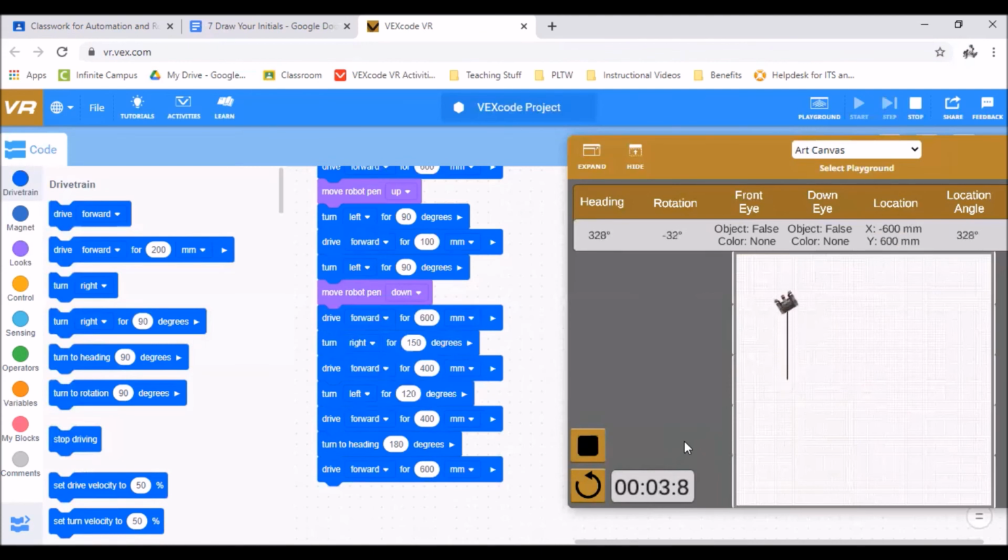Redrive over. Here's our T. Here's our I. There we go. That's the angle we wanted. And then we were down at 180. There's the first name, Tim.